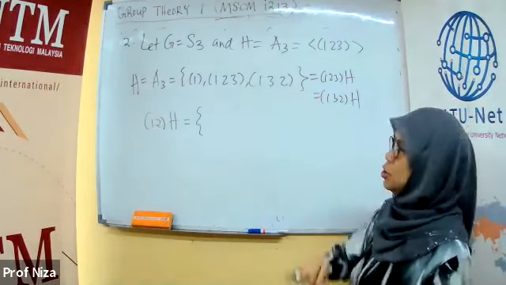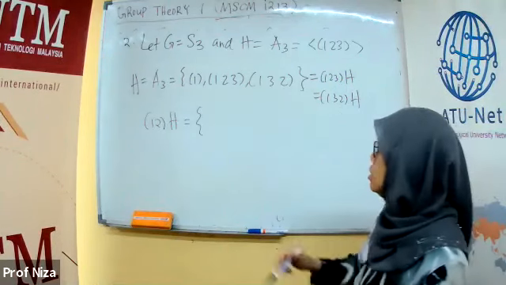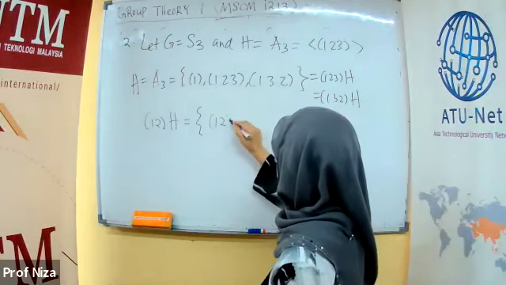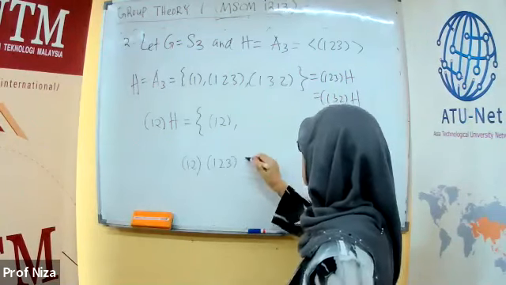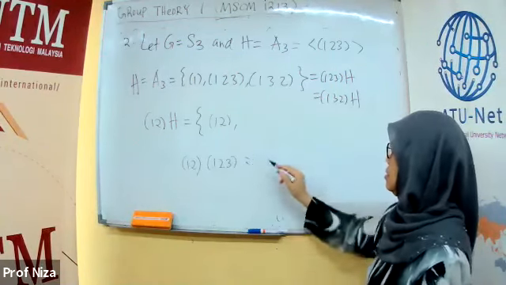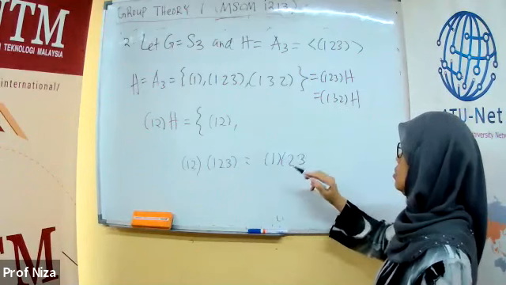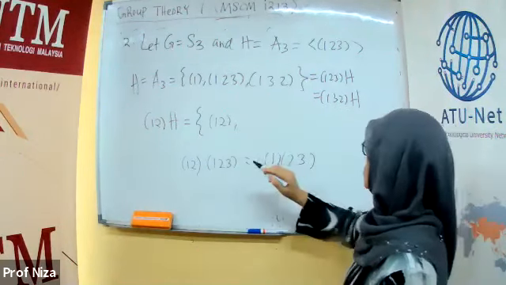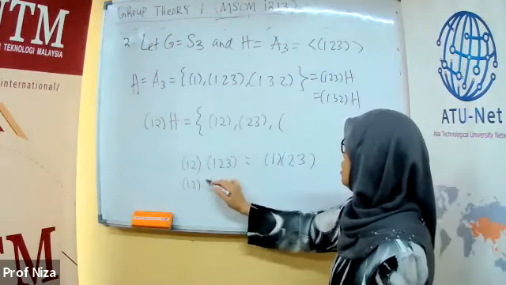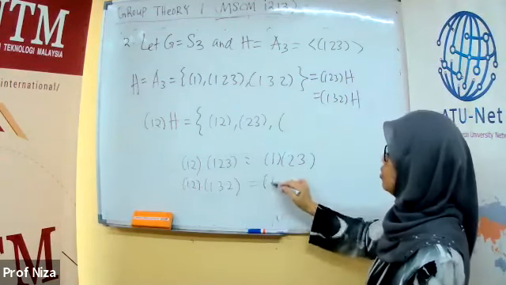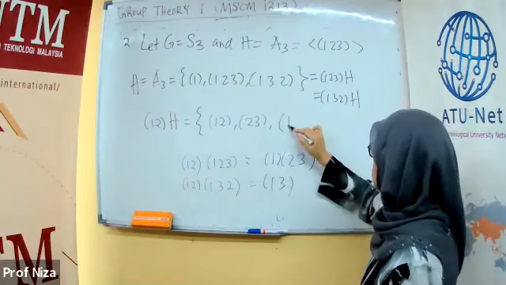Take one element in S3 which is not in H. So multiply. You get (1 2). What is (1 2 3) times (1 2) on the left? So 1 goes to 2, 2 goes to 1, 2 goes to 3, 3 goes to 1, 1 to 2. So this is (2 3). Another one is (1 2) times (1 3 2). So 1 to 3, 2 to 2, 2 to 1, 2 to 1 to 2. So this is (1 3).